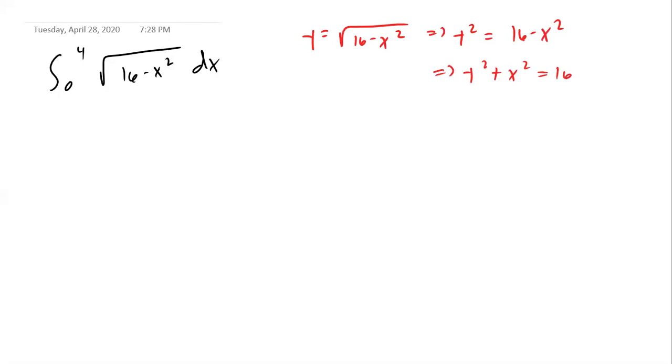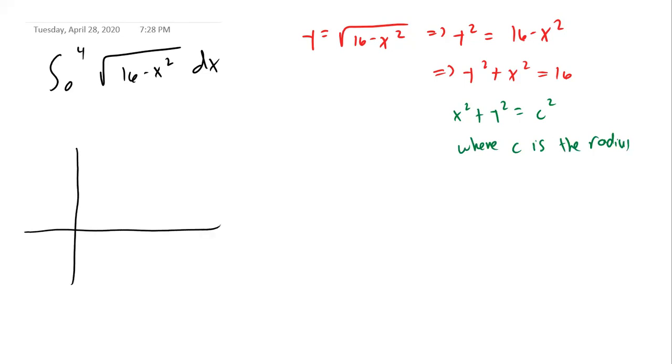Remember that the formula for a circle is, let me do it in a different color, x squared plus y squared equals c squared, where c is the radius. Which means if we want to graph this on the interval 0 to 4, what is it going to look like? Well, it's 1/4 of the circle, right? It's the fourth of the circle that's in the first quadrant. Right? Circle of radius 4. It looks like that.